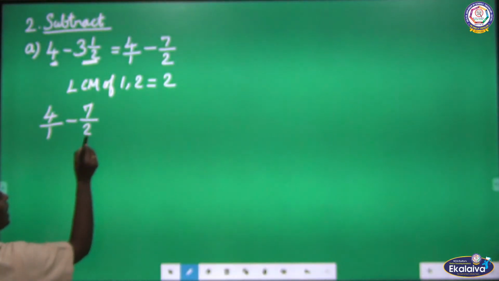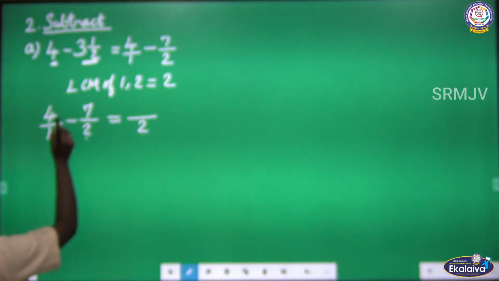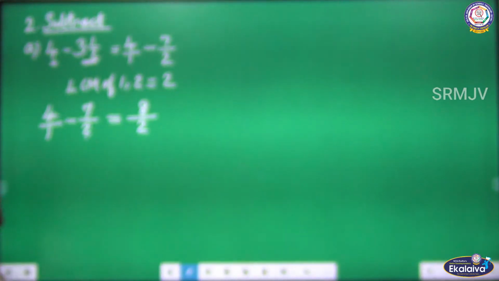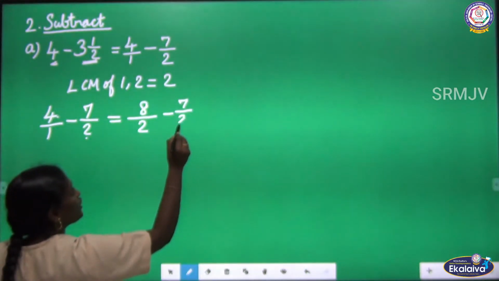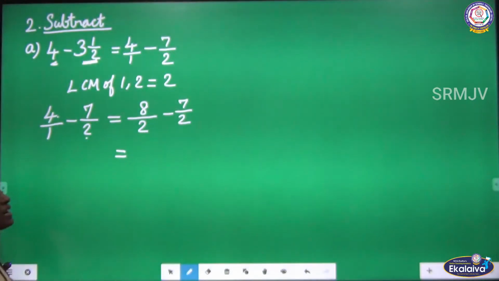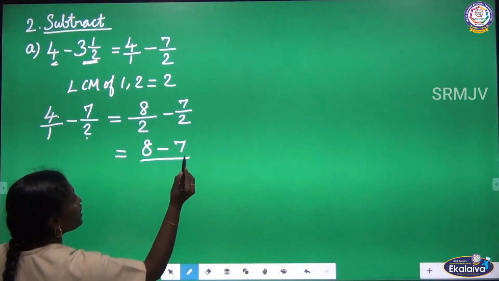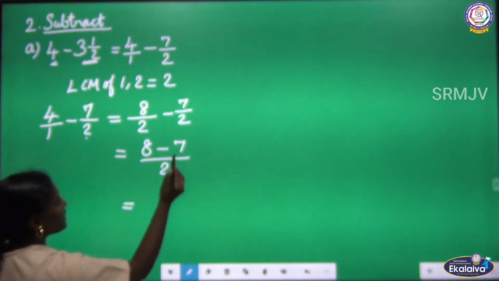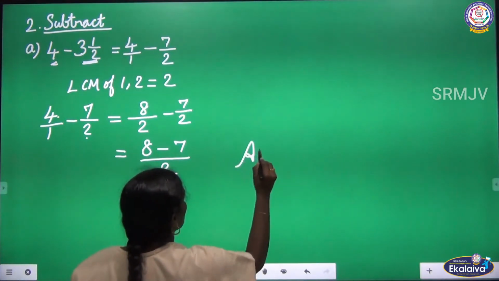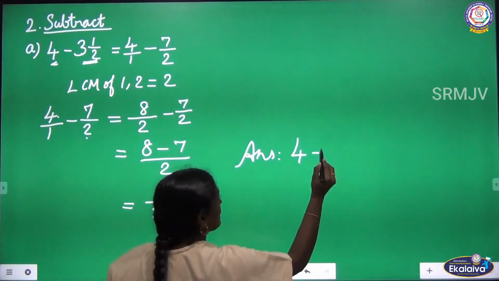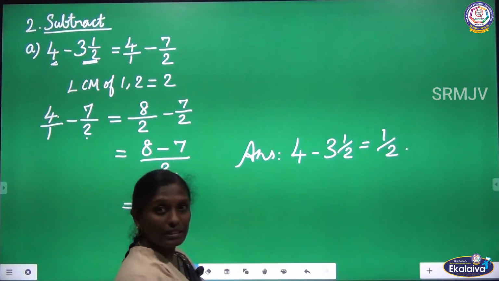In the second fraction, already the denominator is 2. Here 1 into 2, 2. So, we have to multiply the numerator by the same number 2. Then 4 2s are 8 minus the second fraction 7 by 2. Now, these two fractions are like fractions. We have to subtract the numerator. 8 minus 7 by 2. Here 8 minus 7 by 2, that is 1 by 2. So, 1 by 2 is the answer. So, what is the answer? 4 minus 3 1 by 2 is equal to 1 by 2. Was it clear, children?